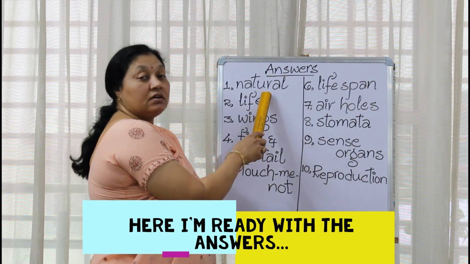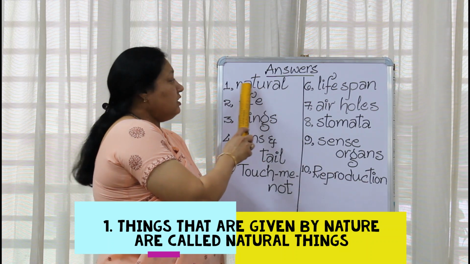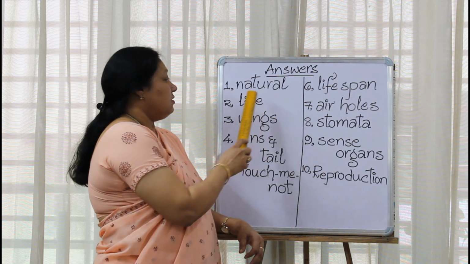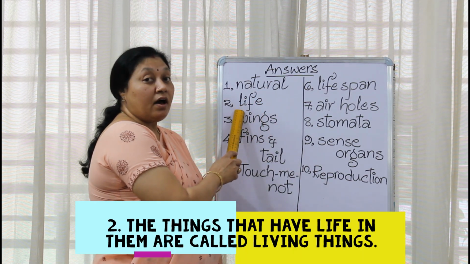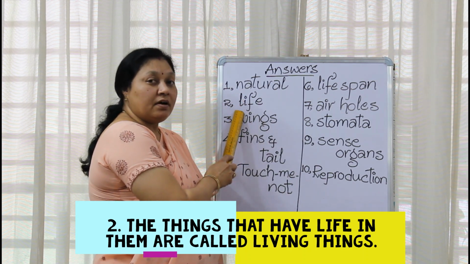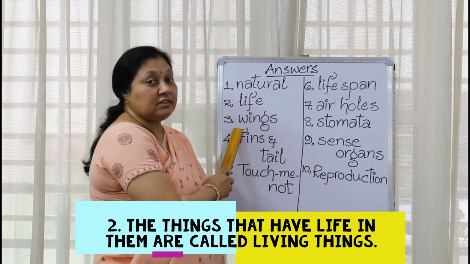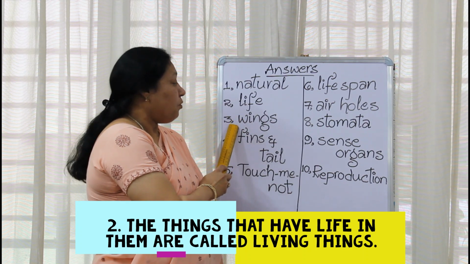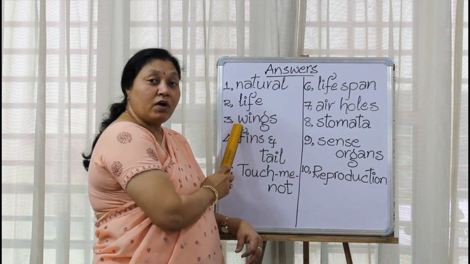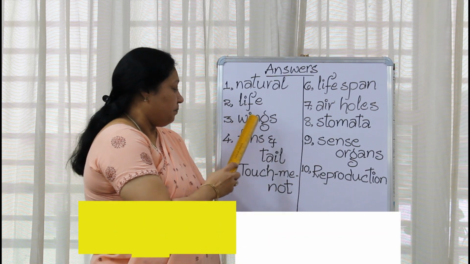The first one, things that are given by nature are called natural things. The things that have life in them are called living things. And birds and insects fly with the help of their wings. Birds and insects, they move from one place to another place with the help of their wings.